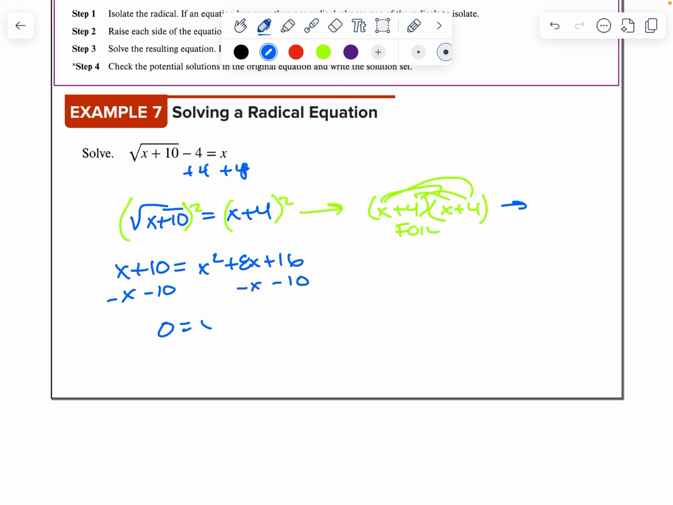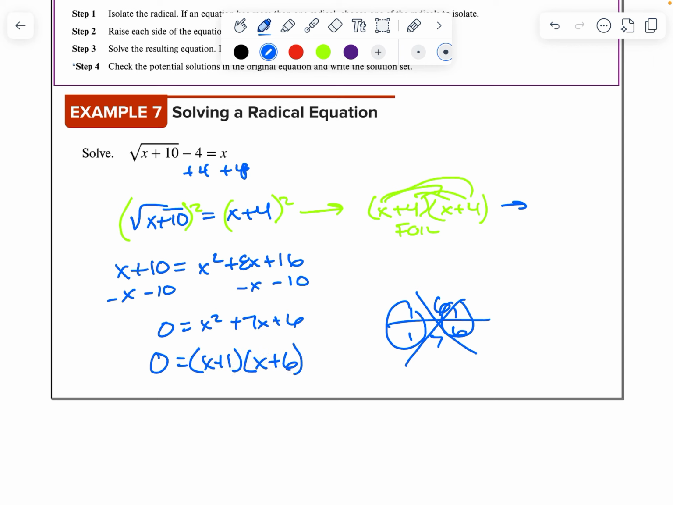We get 0 equals x squared plus 7x plus 6. We can do the star method. 7, 6. 1 and 6 multiply to 6 and add to 7. You saw how quickly I did that, and that's because I've done this method a million times. You need to be that fluent as well, where you can just go and check very quickly.